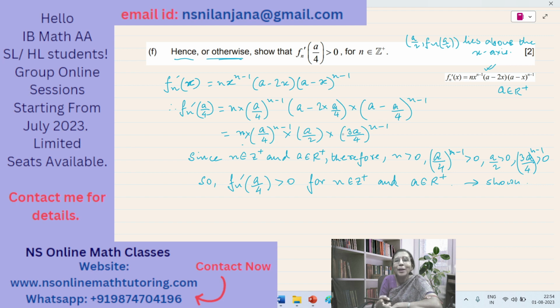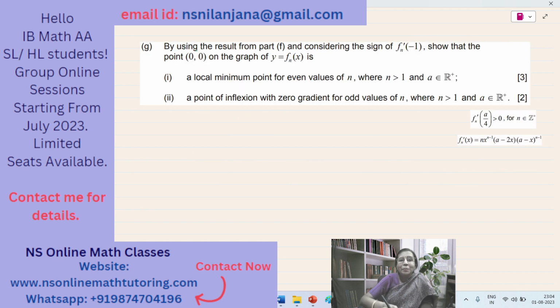Now, only 2 more subparts remaining, subparts G and subpart H. So, let us bring the subpart G first. Subpart G. By using the result from subpart F, and considering the sign of Fn dash of -1, show that the point 0, 0 on the graph of y equals Fn of x is a local minimum point for even values of n, where n is greater than 1 and a is a positive real number. It contains 3 marks. Fine.